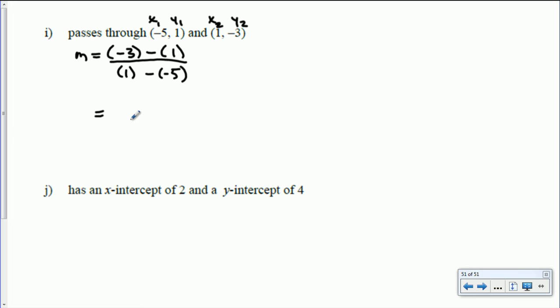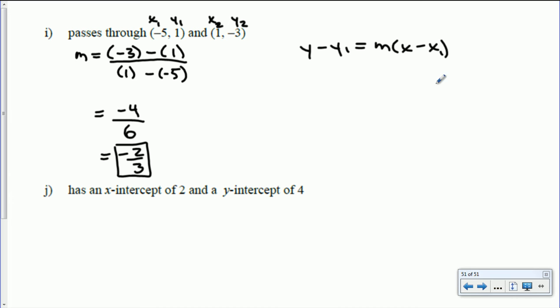Negative 3 subtract 1 is negative 4. 1 subtract negative 5 is the same as 1 plus 5, which is 6. That reduces to negative 2/3. So we have our slope, and we have 2 points to choose from. So, point-slope form. Negative 2/3 goes in for m, so negative 2/3 x, and pick your point.